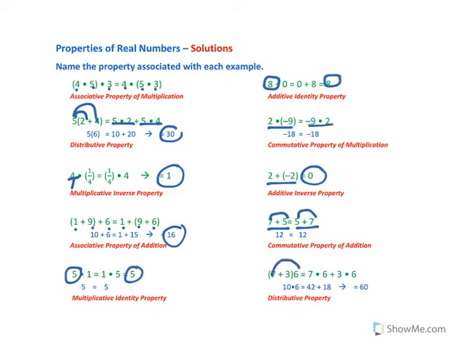Here's the distributive property, kind of from the reverse here. We have 7 times 6. We have 7 times 3. Oops, I'm sorry, that's a 6. 6 times 7 and 6 times 3. Okay, using your order of operations or your distributive property, you'll end up with 60. How'd you do on that one?